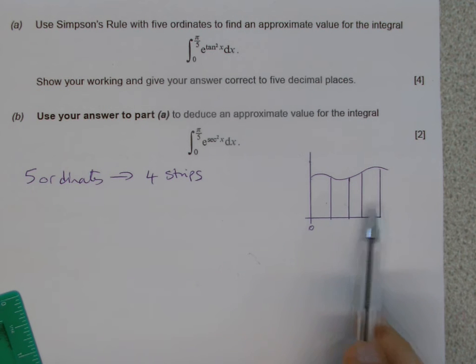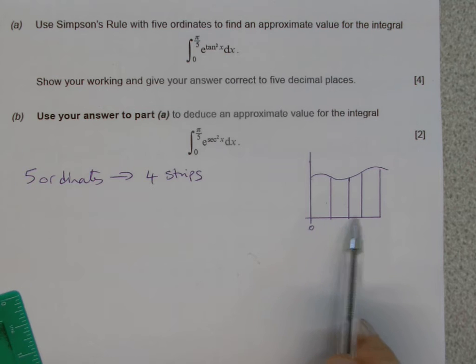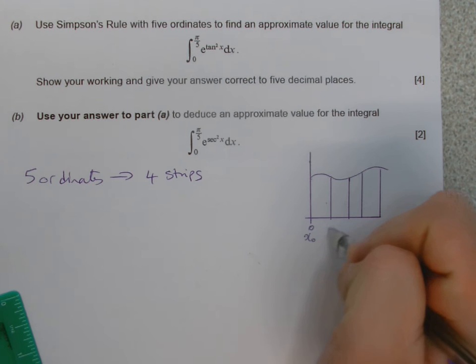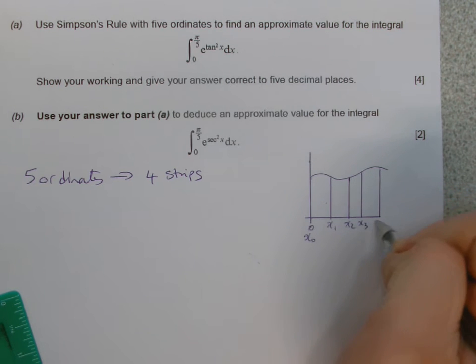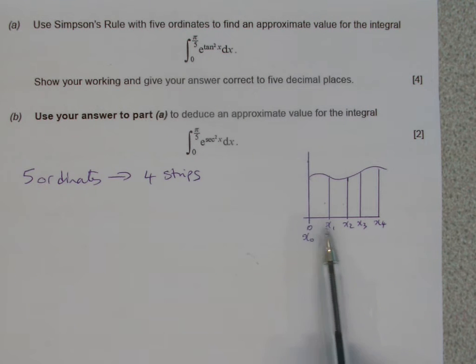1, 2, 3, 4 strips, and if you notice then 5 ordinates. There's an ordinate there, ordinate there, ordinate there, ordinate there, ordinate there. So this will be your x0, okay? This will be your x1, this will be your x2, this will be your x3, this will be your x4 value. So you've got 5 ordinates, 1, 2, 3, 4, 5, and ultimately 4 strips.